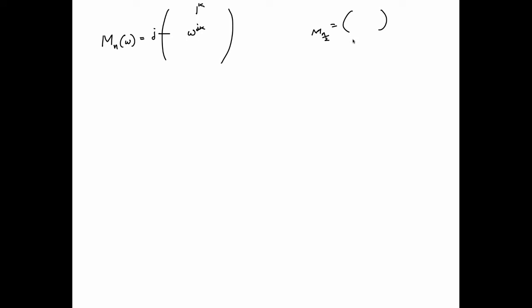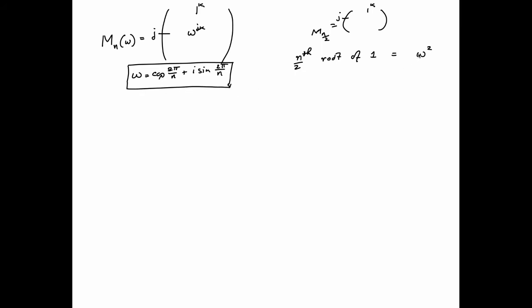Well, it's a smaller matrix, and its jkth entry is also the n over 2th root of unity raised to the power of jk. But now remember, the primitive n over 2th root of unity is just omega squared if omega is cosine 2 pi over n plus i sine 2 pi over n. So remember, omega is our primitive nth root of unity, and then the n over 2th root of unity becomes omega squared. So this would be omega squared to the power of jk, which is the same thing as omega to the power of 2jk. Right? Remember, omega squared to the power of j times k is the same thing as omega to the power of 2jk. You can just move this power down here.